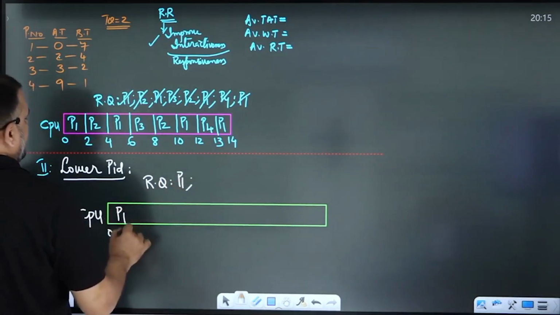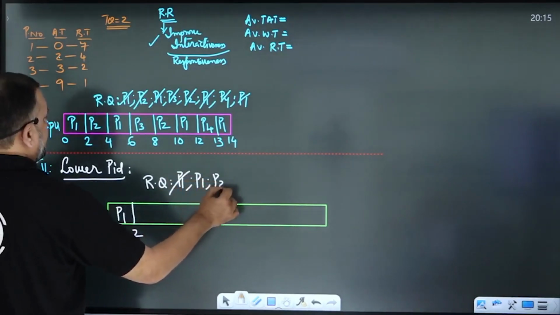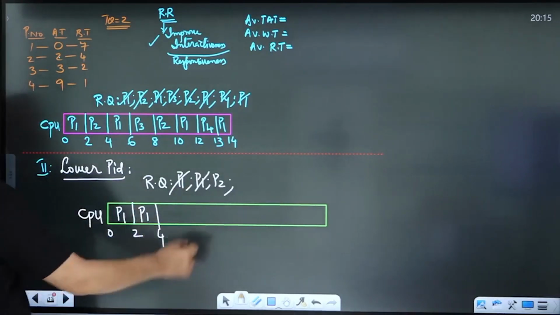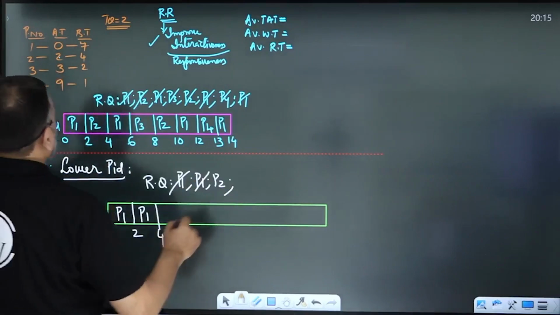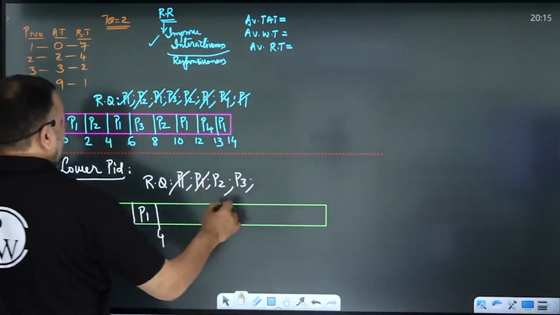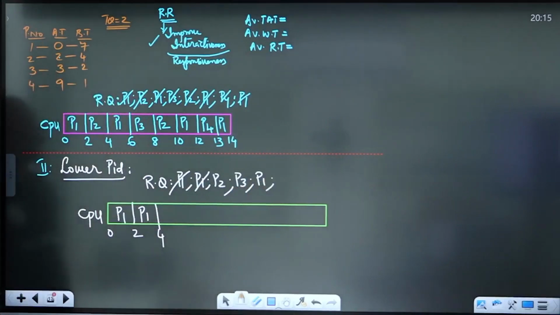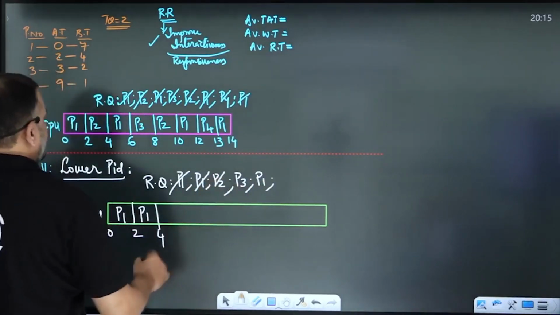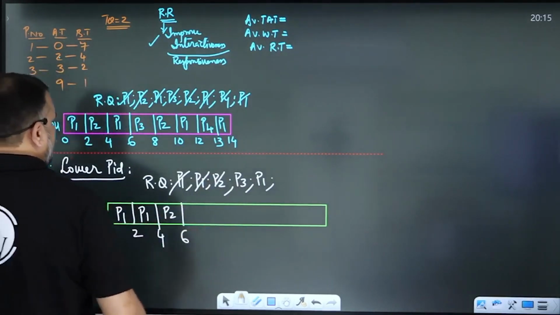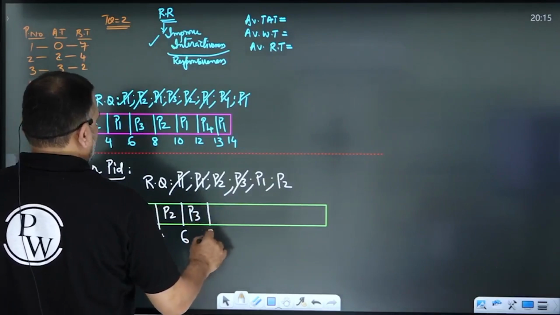So P1 is going to run for 2 units. Lower process ID to break the conflict, so again P1, then P2. So P1 runs until 4. Between 2 and 4, P3 has joined the queue already at time 3, and then I preempt P1 and put it back in the queue. Then P2 takes the charge. P2 runs until 6. Between 4 and 6, nobody has come, so P2 gets added. Then P3. P3 needs just 2 units, and it completes at 8.